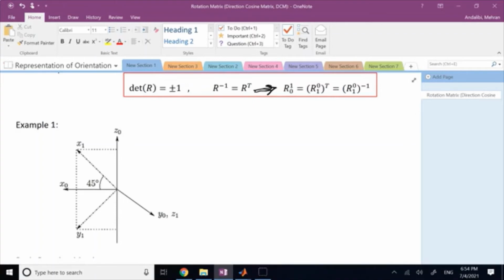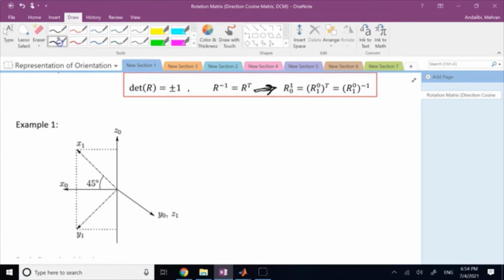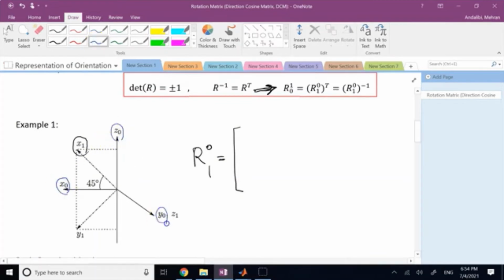And the question says, what is the rotation matrix of frame 1 with respect to frame 0? As you know, the first column of that describes the unit vector x1 along what? Along x0, y0, and z0. If I want to decompose x1 along these three axes, what value goes to each one of those? So the first one is x1 projected on x0.